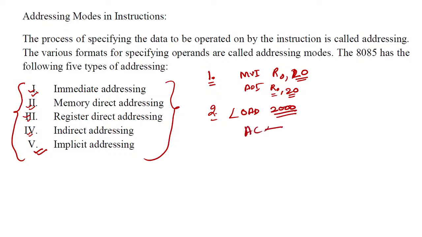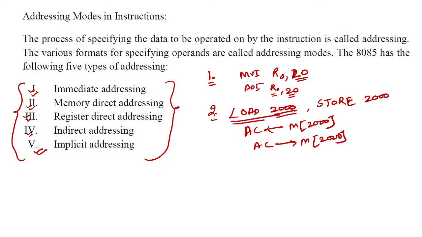Remember, load and store instructions will work only on the memory. For example, if you want to say store 2000, this means that you want to store the value of the accumulator into the memory location 2000. So this is simply a read operation and this is simply a write operation. This is memory read operation, this is memory write operation. So these are the only addressing modes supported by 8085 microprocessor.